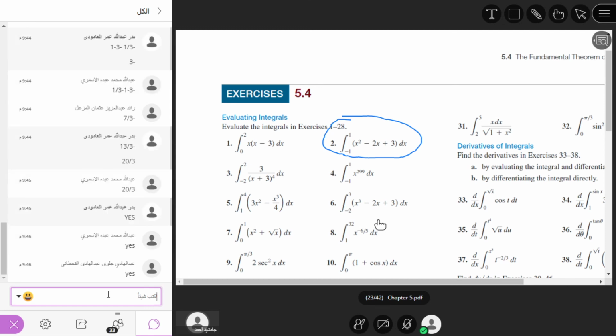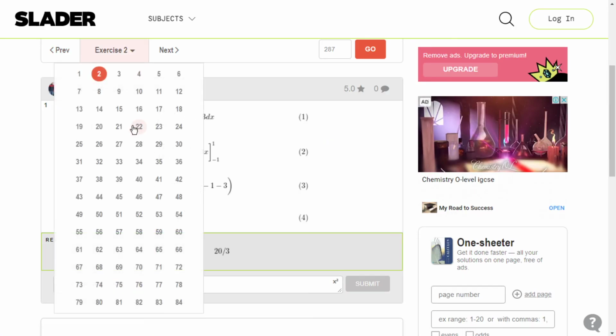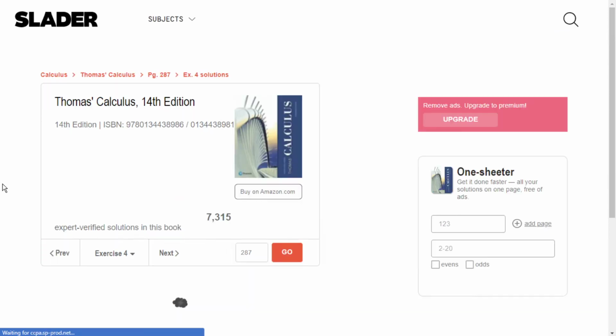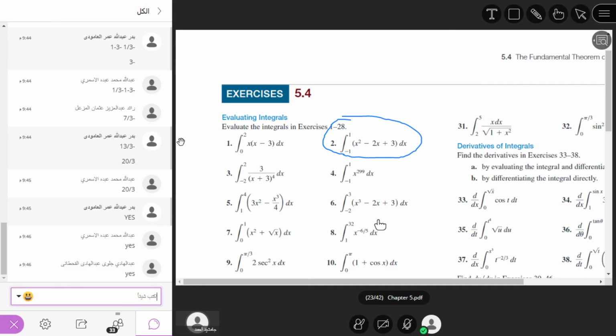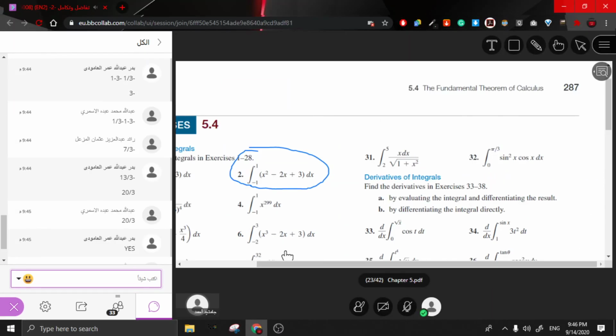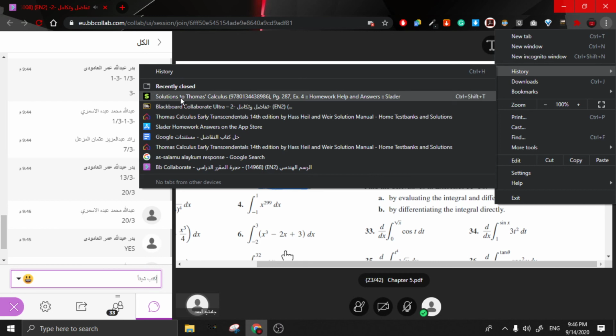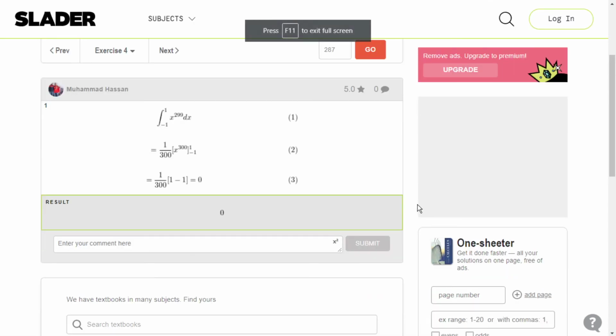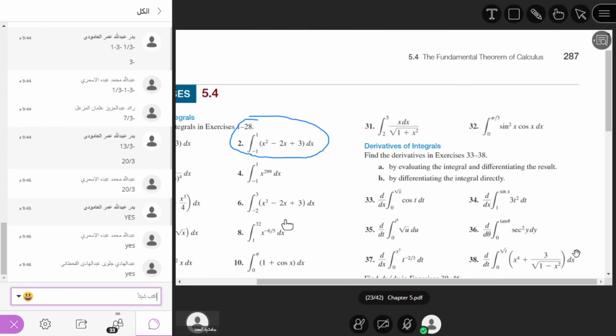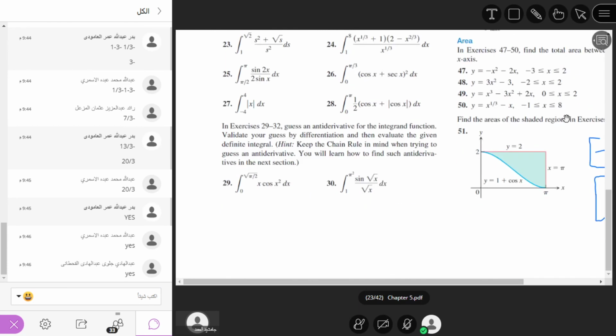Okay. So if we have to solve question number 4, same like that, x power 299. Whenever we add 1 in the power, this becomes x power 300. So if we have x power 300 divided by 300, it is equal to 1 over 300 x power 300. Whenever we put upper limit, 1 power 300 is 1.